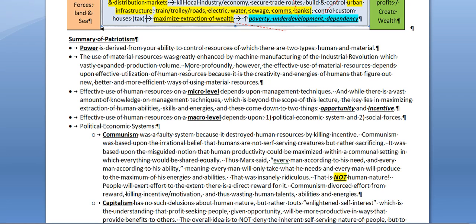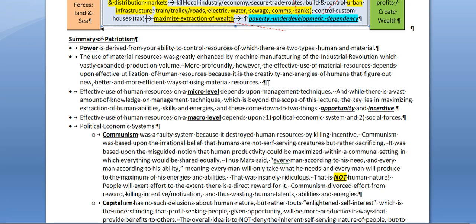More profoundly, however, the effective use of material resources depends upon effective utilization of human resources, because it is the creativity, the energies of humans that figure out new and better and more efficient ways of using material resources, the new products.